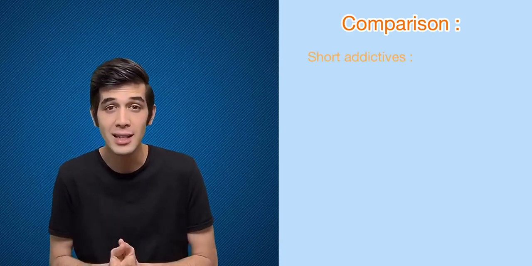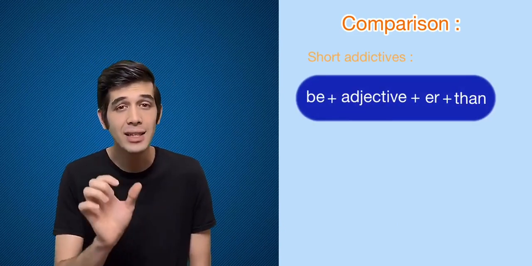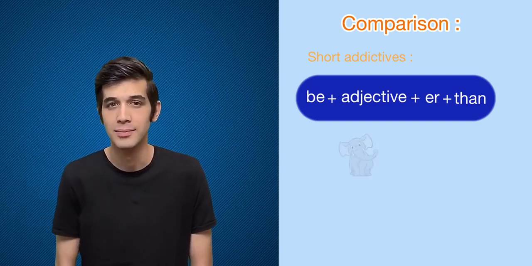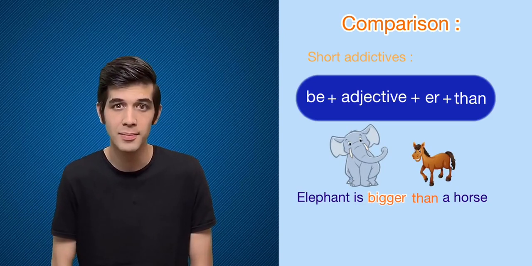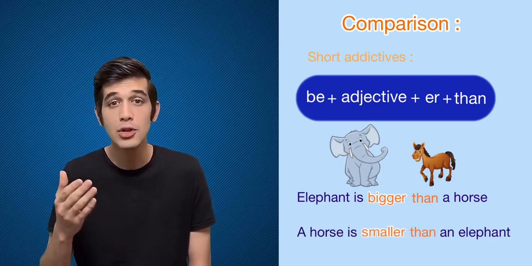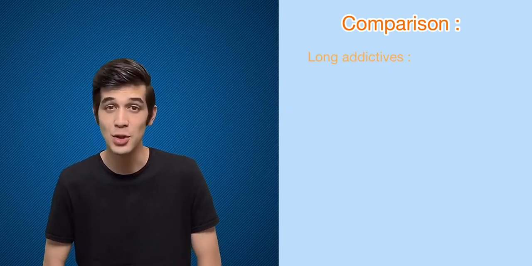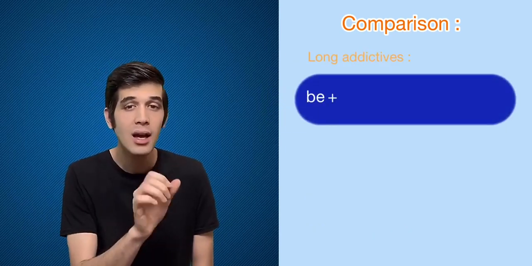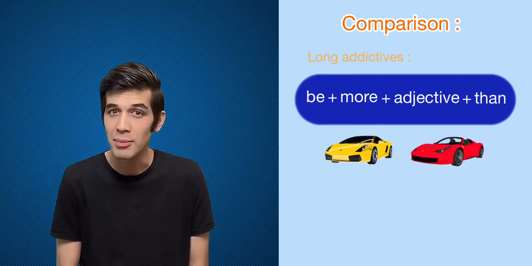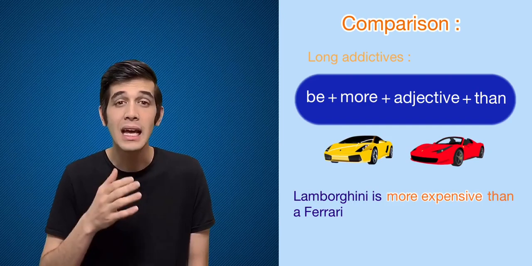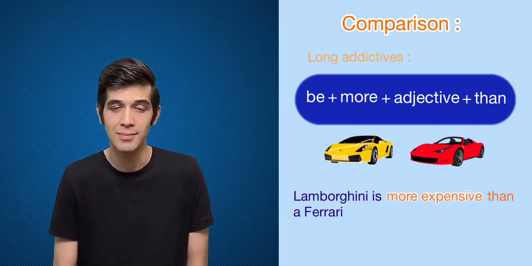So guys, this is how you make comparison between two things. For short adjectives, you should use this structure. Be adjective-er than. Elephant is bigger than a horse. A horse is smaller than an elephant. And for long adjectives, you should use be more adjective than. For example, Lamborghini is more expensive than a Ferrari.